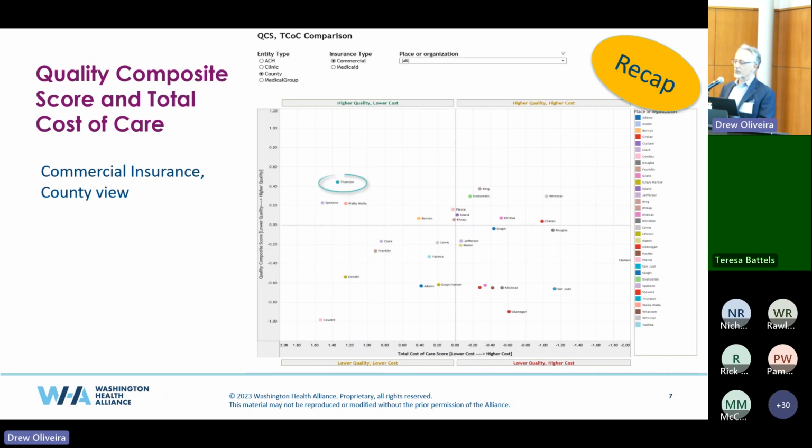Last September, we presented another view where we looked at the total cost of care and quality on an X and a Y axis. In the upper left corner is the highest quality and lowest cost area. And this is by county. You can look at it by medical group. You can look at it a lot of different ways. So because you can't read this, I'll tell you that Thurston, Walla Walla, and Spokane are the counties that are circled. So highest quality, lowest cost. And so this is on the commercial side. If you looked at it on the Medicaid side, you would get the same type of information.